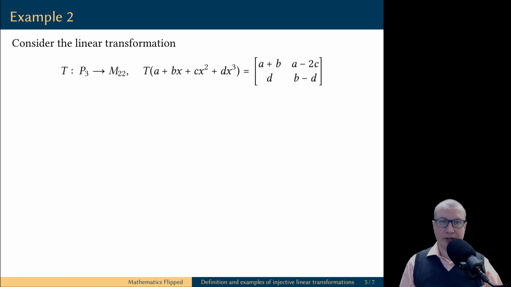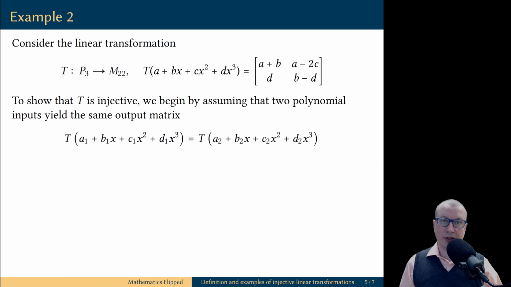Let's consider another example. We have a linear transformation T from the vector space of polynomials of degree at most 3 into the vector space of matrices of size 2 by 2. Let's check that this linear transformation is injective. For this, we are going to use the definition. We are going to assume that the values of the linear transformation T on two inputs are the same. In this case, the inputs are polynomials. And we will show that this forces the inputs, the polynomials themselves, to be equal to each other.